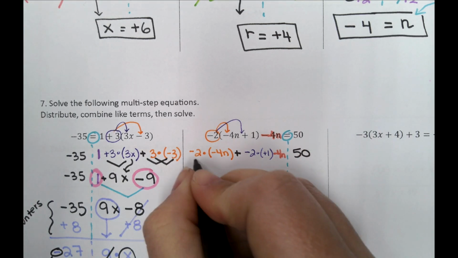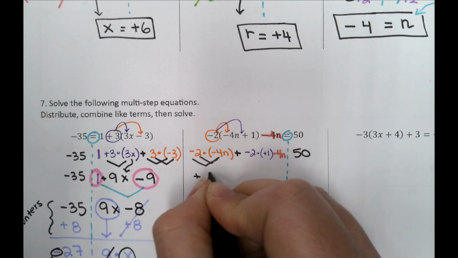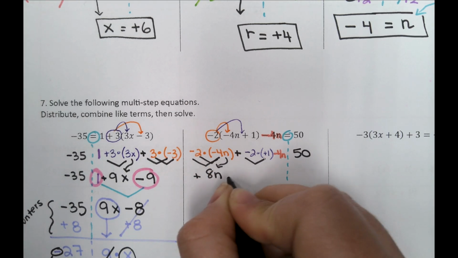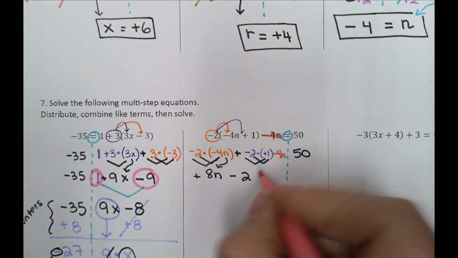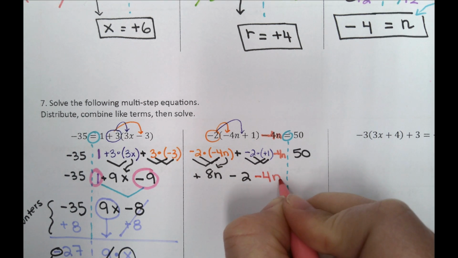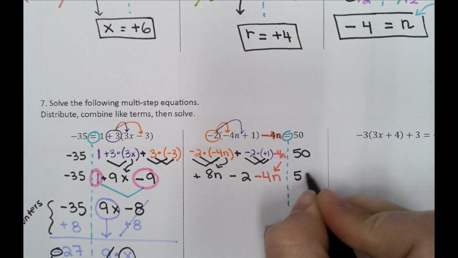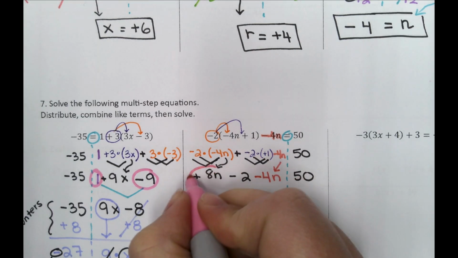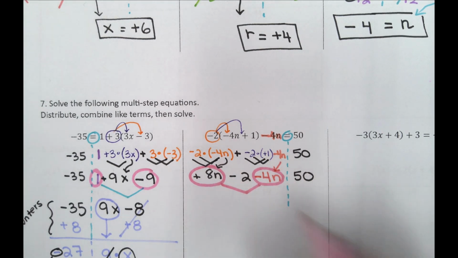Again, our task here is to multiply, so negative gives me a positive. 2 times 4 is 8. Do I have a letter? Yes, that letter is N. Negative times a positive is a negative. 2 times 1 is 2, and I'm going to need to bring down that negative 4N. Still have 50 on the other side. This is still a multi-step equation. We got to combine like terms. In this case, our like terms are this positive 8 and this negative 4. Because they both share N, we need to put them together.